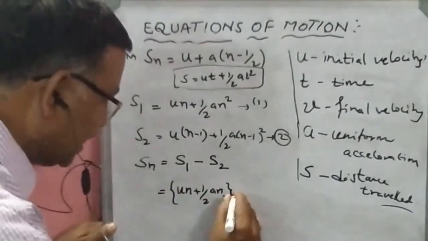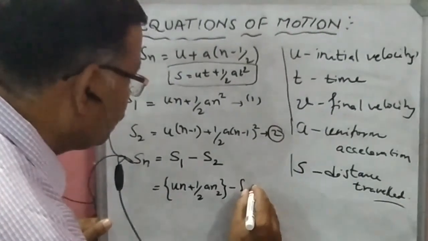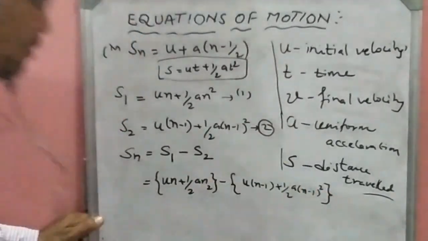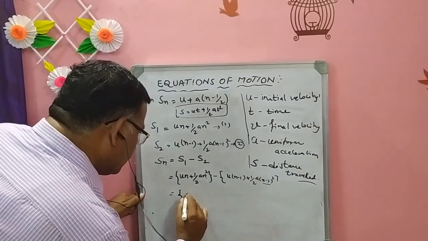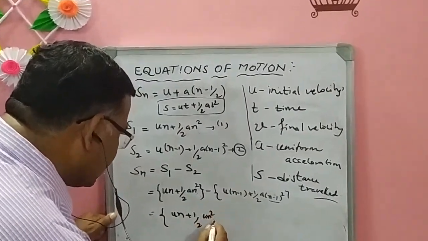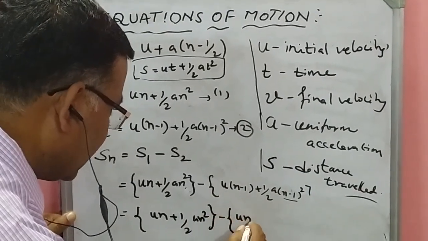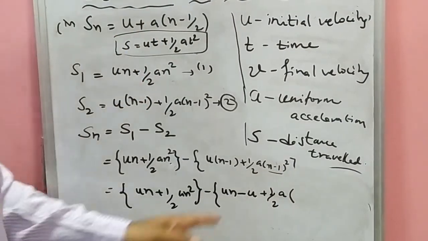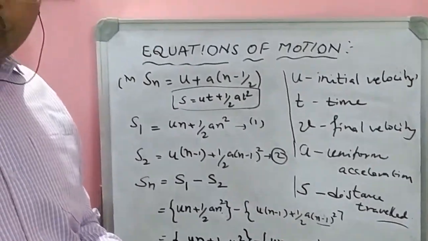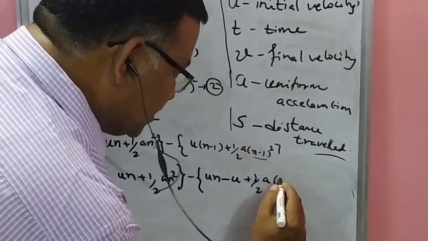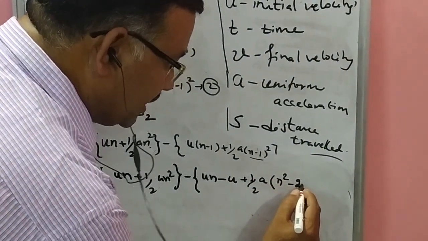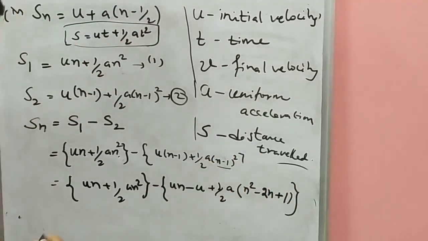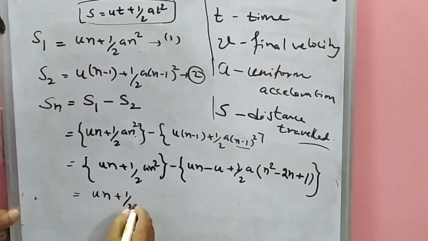S1 − S2 = [un + ½an²] − [u(n−1) + ½a(n−1)²]. The (n−1)² can be expanded using the formula (a−b)² = a² − 2ab + b². a² means n², minus 2 into n into 1, that is 2n, plus b², and 1² is nothing but 1. So here, un + ½an².